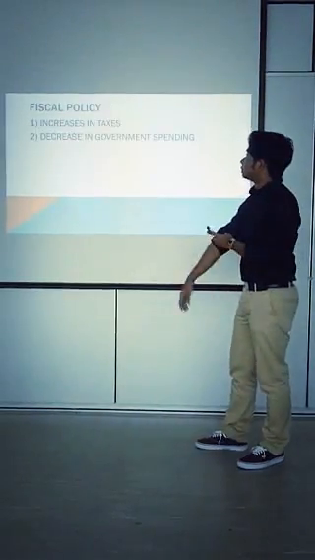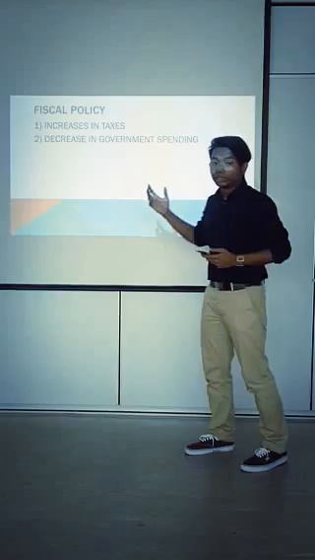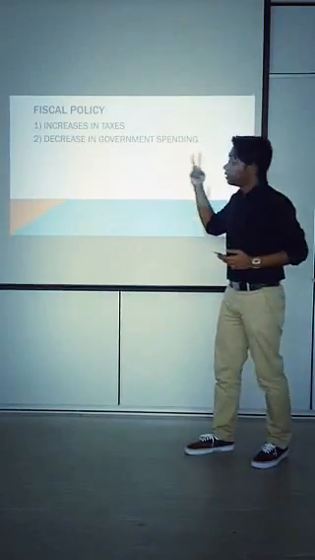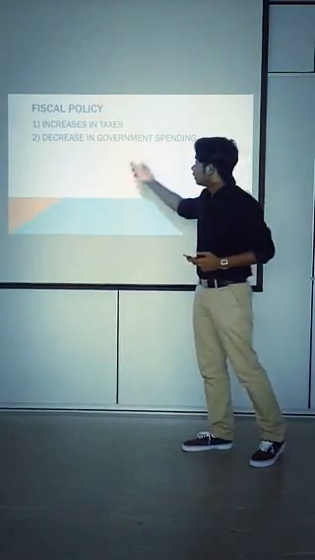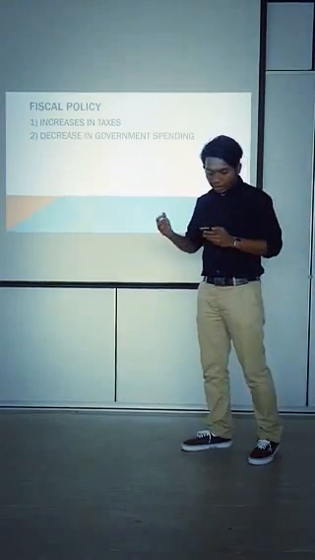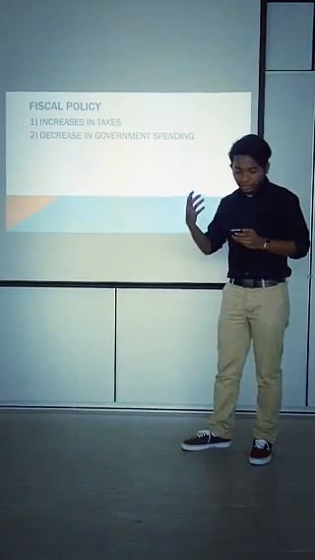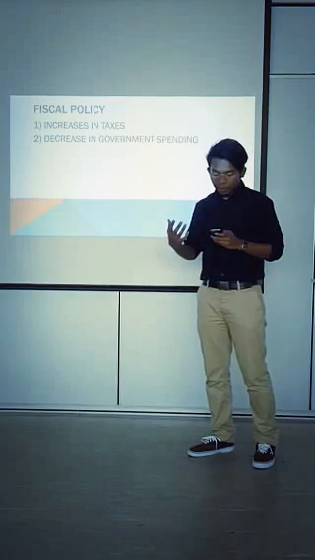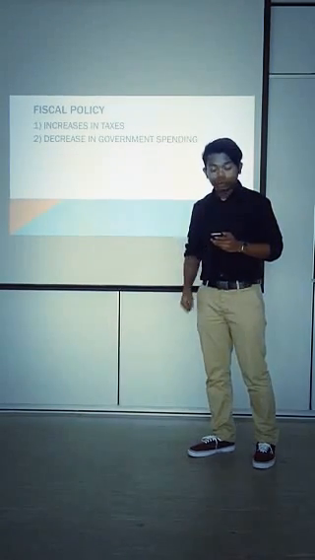Next one is the fiscal policy. How does it control inflation? They have 2 points. The first is increase in tax. For the increase in tax, a high regressive tax structure can successfully reduce the impact of inflation on the economy.